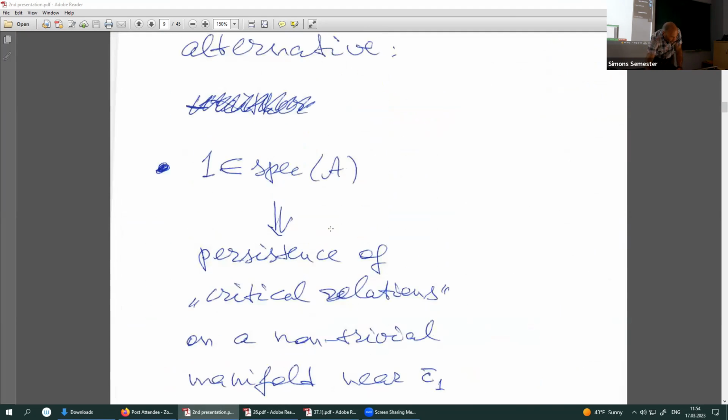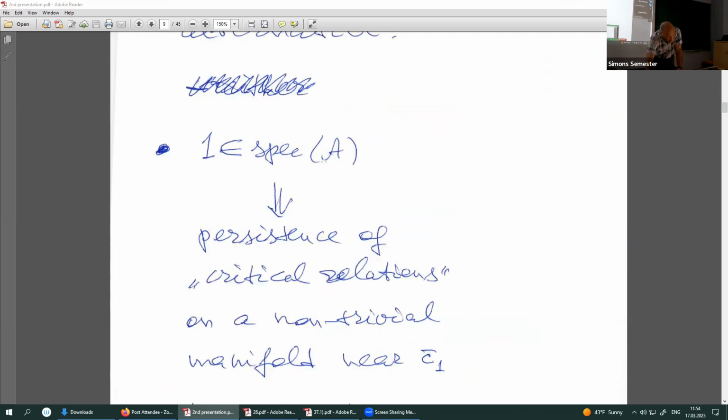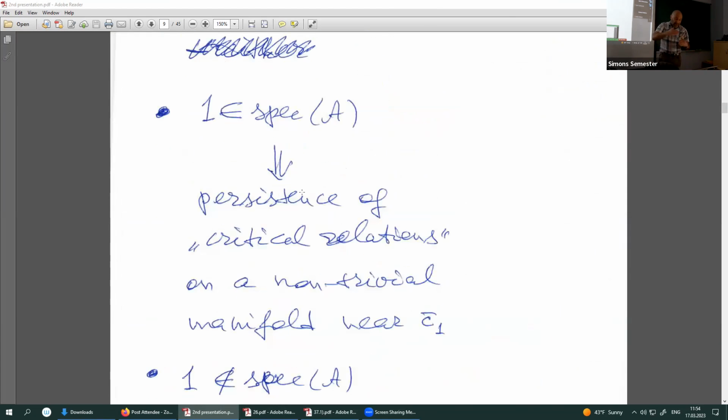But what is surprising is that if one is in the spectrum... So what does transversality mean? It means that two surfaces intersect transversally. But another possibility is that they touch each other. But this theorem says that it cannot happen. If they touch, they coincide locally. That's it.